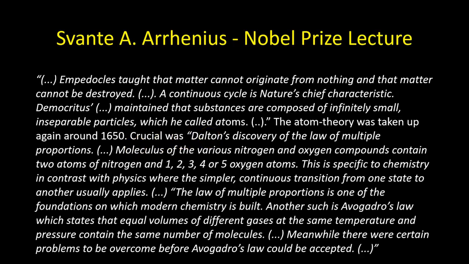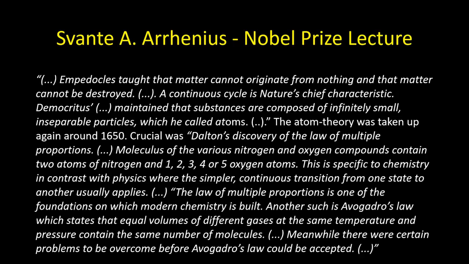Molecules of various nitrogen and oxygen compounds contain 2 atoms of nitrogen and 1, 2, 3 or 5 oxygen atoms. This is specific to chemistry, in contrast with physics, where a simpler continuous transition from one state to another usually applies. The law of multiple proportions is one of the foundations on which modern chemistry is built. Another such is Avogadro's law, which states that equal volumes of different gases at the same temperature and pressure contain the same number of molecules.